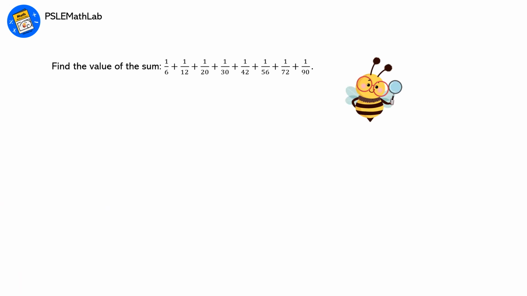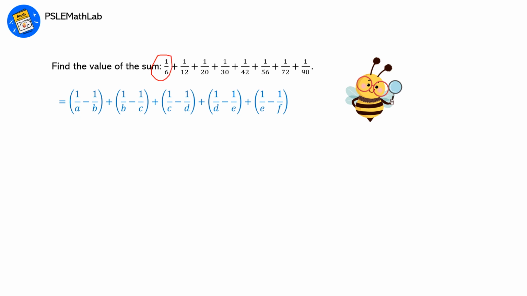Now let's look at how to solve this fraction series. It is not an arithmetic or geometric series. There is another pattern, which is we are going to write each fraction as one fraction minus another fraction. Similarly, there's a common term. So here we can see in the first fraction, we are having minus 1 divided by b. In the second, we are going to have plus 1 divided by b. So here we can cancel.